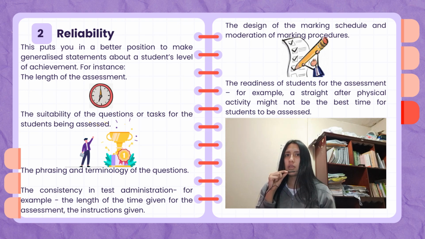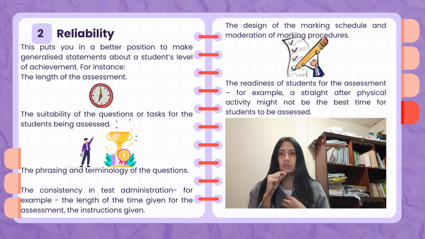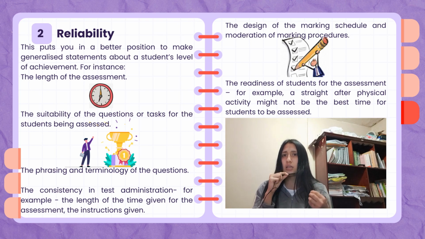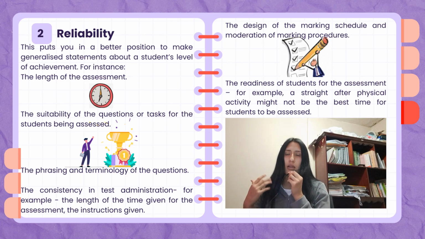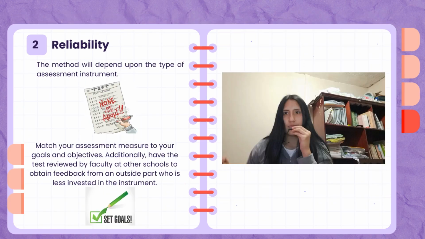The next is the readiness of the students for assessment. For example, if the students have a sports class or a competition before the test, you can't give the test that day because they are going to be tired, so they are not going to be in a good mood. So it could be a problem for you and for the students because they maybe are not able to achieve the class goals or the class outcomes.